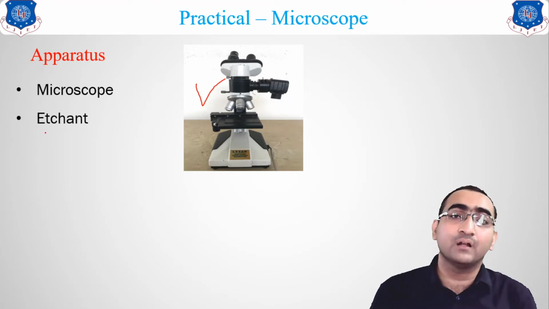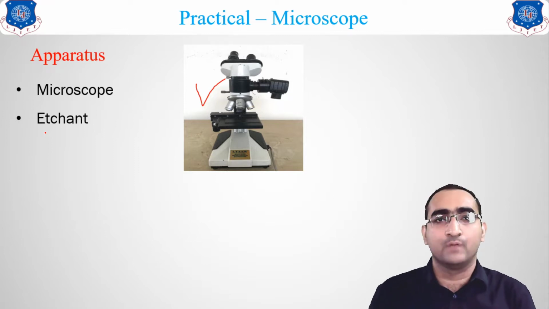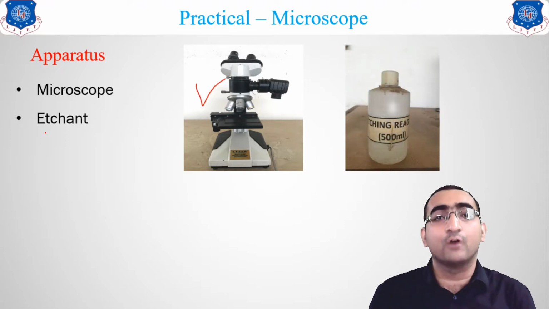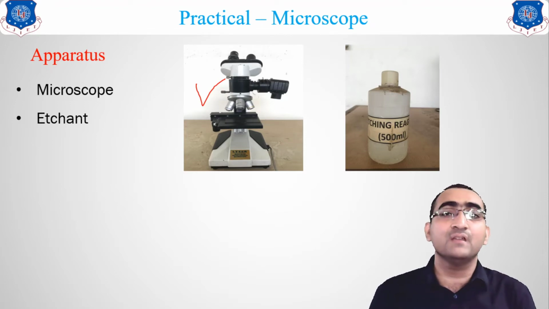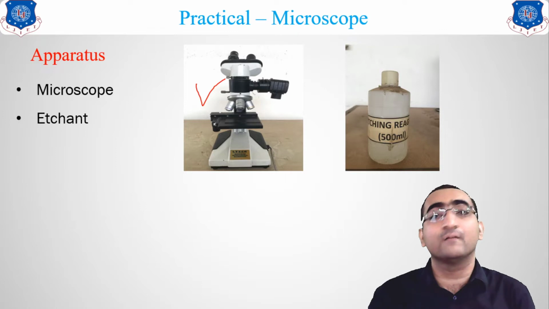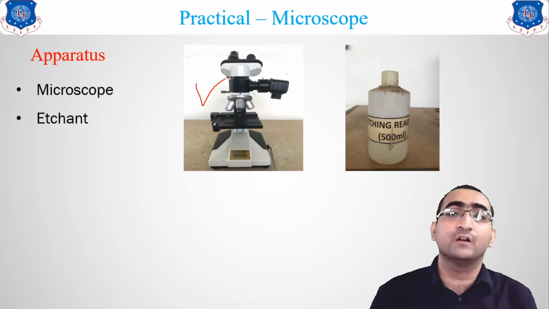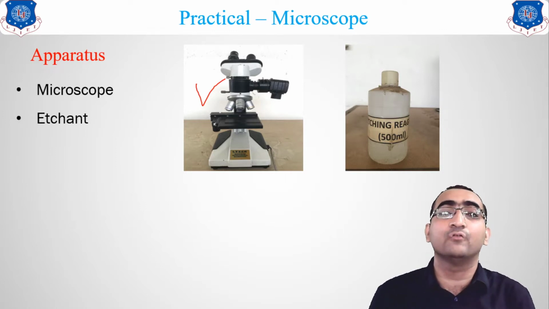Etchant is the solution which we apply on the sample before placing it under the microscope. Before placing it under the microscope, we always apply the etchant. The majorly used etchants are nital and picral. They are the solutions used to get different information. That means if there are two phases present, the etchant will make one phase dull and one phase brighter, so that we can easily differentiate the two. That is the major role of the etchant.